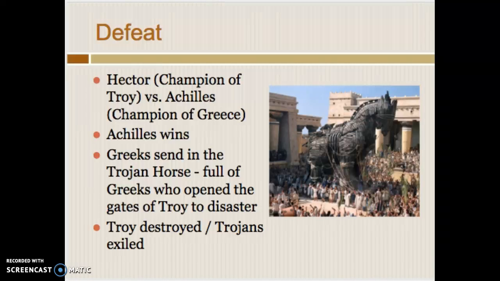Achilles wins. The Greeks send in the Trojan horse, full of all the Greeks who then destroy Troy once they're allowed into the gates. So you're going to take a closer look at this by looking at some sections of the Iliad by Homer.